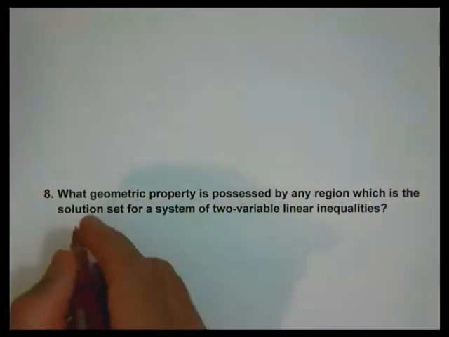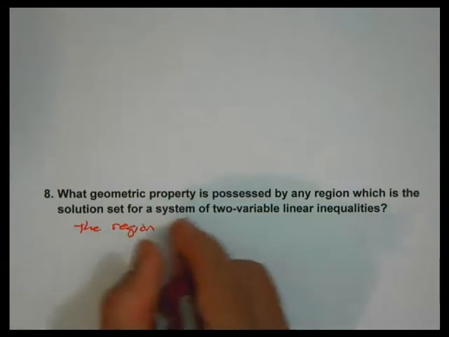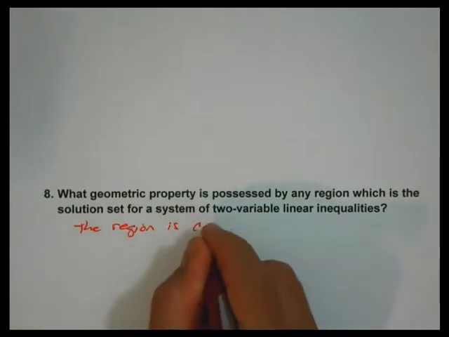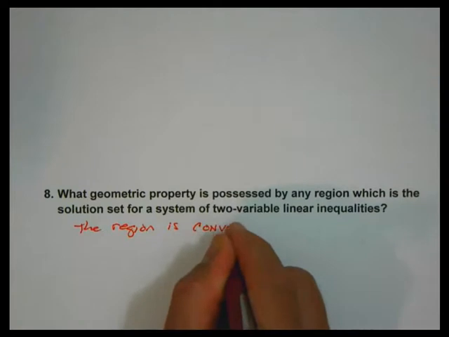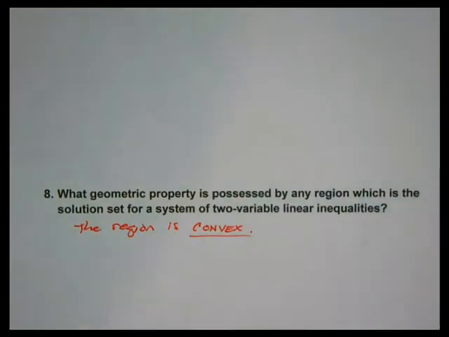Okay, so here we are. The region is convex. Again, basically meaning that if any two points are in the region, so is the straight line segment connecting the 2 points. Okay.